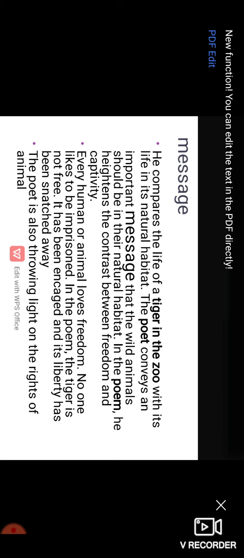Every human or animal loves freedom. No one likes to be imprisoned. In the poem, the tiger is not free. It has been encaged and its liberty has been snatched away. The poet is also throwing light on the rights of animals.